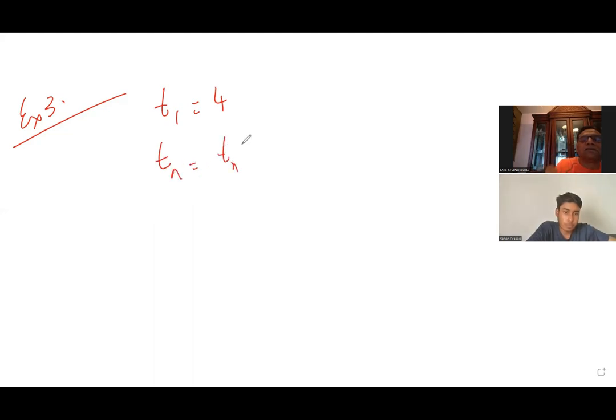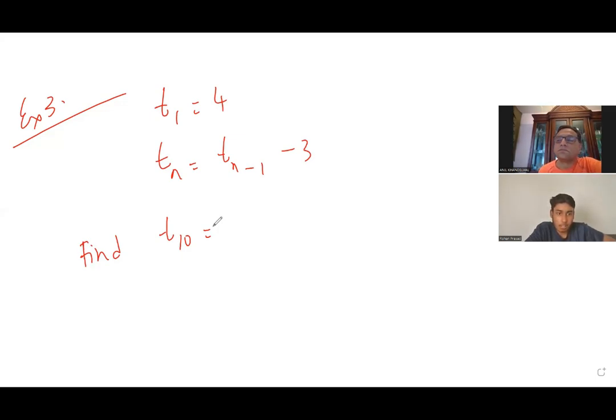Let's take an example. So let's say example 3. Let's say my T1 is 4, and Tn is Tn minus 1 minus 3, correct? Find T10. So how will you find T10? In order to find T10, we would find the previous numbers. Since T1 is already equal to 4, we can substitute to get T of 2 as 1, and then do it again and again to reach T10. Correct. That is your recursive formula, right?